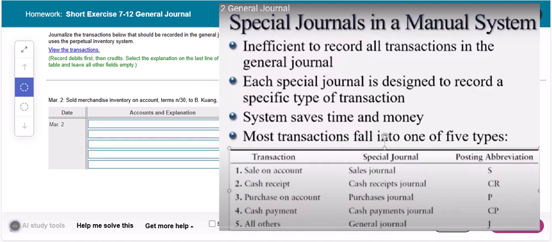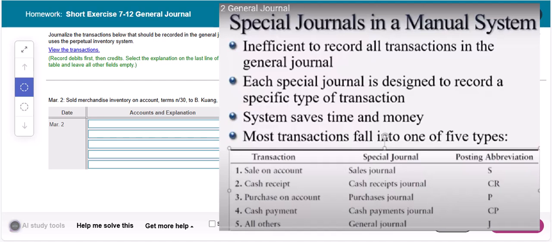They are used because it's inefficient to record all transactions in the general journal. So we have specific types of journals for specific types of transactions. For example, the sales journal will only contain sales on account. Cash receipts journal, you use that anytime you receive cash. The purchases journal is only for purchases on account. The cash payments journal is used anytime you pay cash.